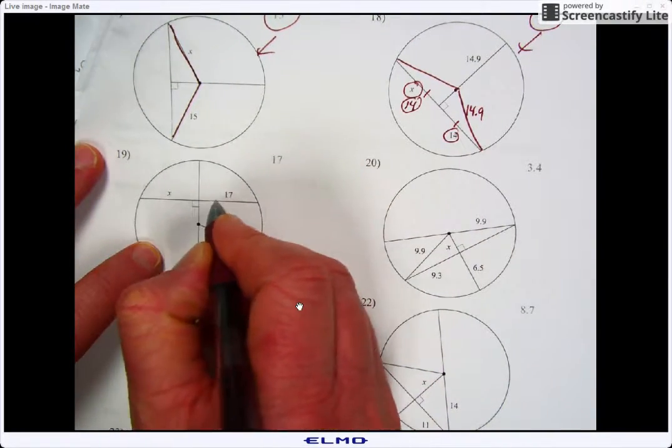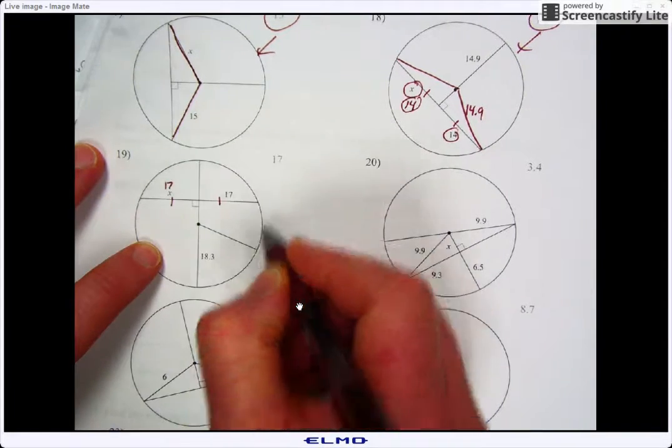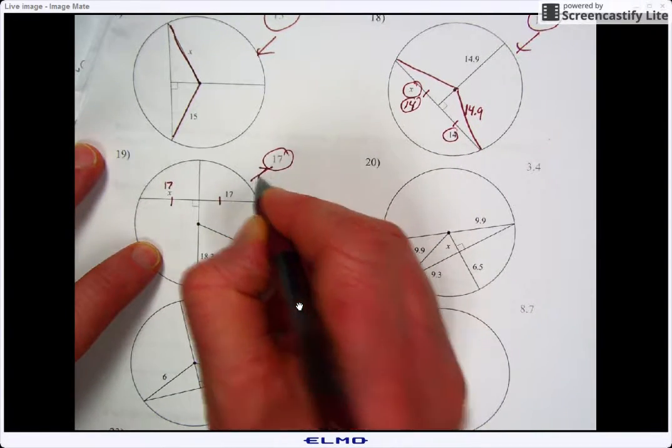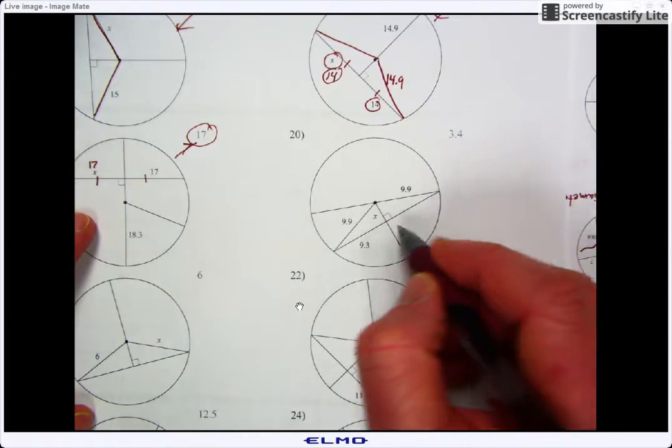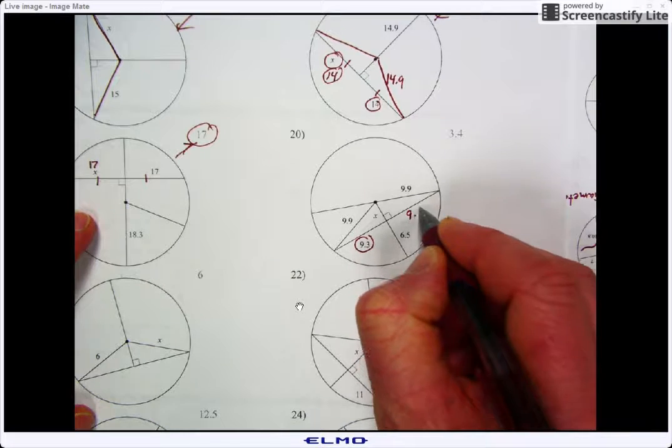Write in everything you know. Bisected, bisected, that has to be 17. Boom. There's your answer. So they're not all Pythagorean problems. Write in what you know. 9.3, 9.3.